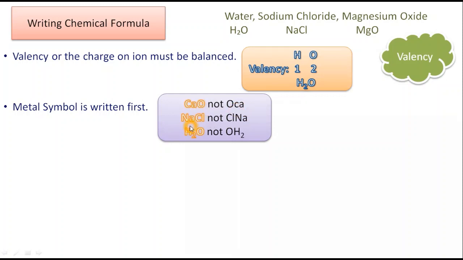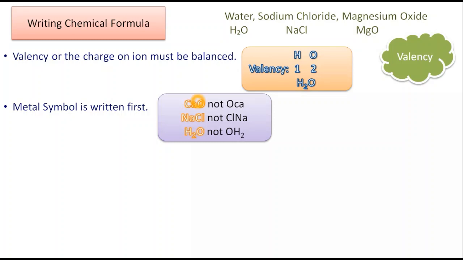Same goes with sodium chloride. Sodium is a metal and chlorine is a non-metal, so sodium needs to be written first. So Na is written first, then chlorine, Cl. Same goes for water. That is why it's not OH2, it's always written as H2O, because metals come first, then non-metals. And yes, the metal element is written as such, like in calcium oxide, calcium is written as such.